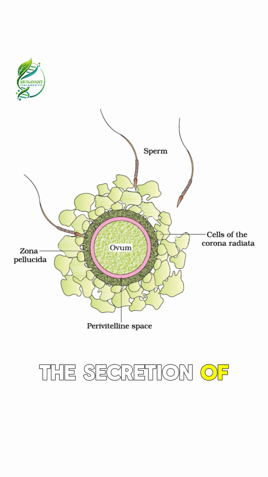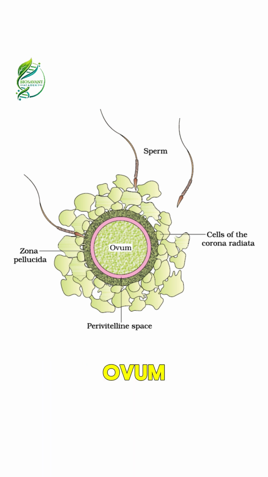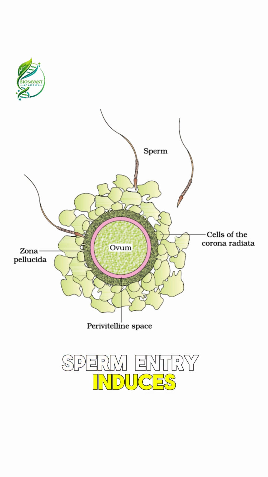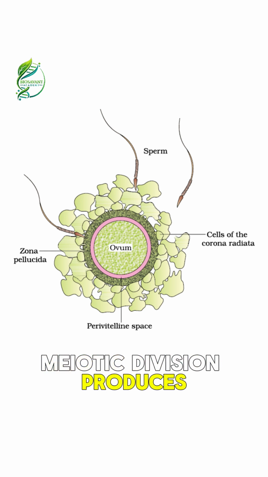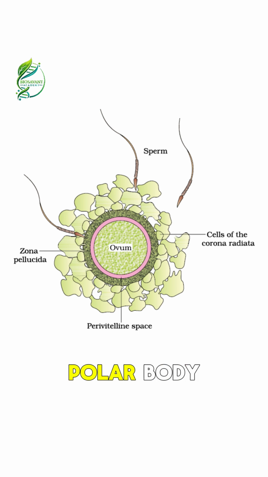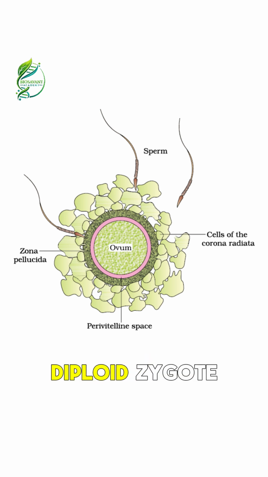The secretion of the acrosome helps the sperm penetrate through the zona pellucida and the plasma membrane into the cytoplasm of the ovum. Sperm entry induces the ovum to complete its second meiotic division, producing a small second polar body and a mature haploid ootid, that is egg. The haploid nucleus of the sperm fuses with the haploid nucleus of the ovum to form a diploid zygote.